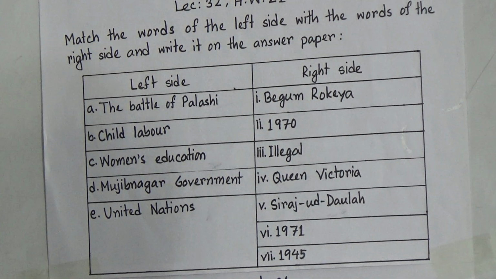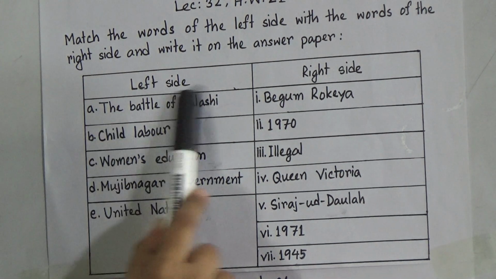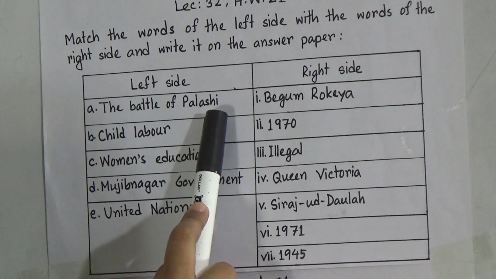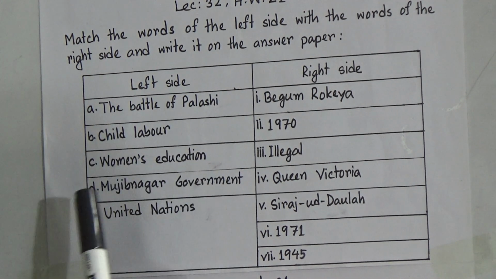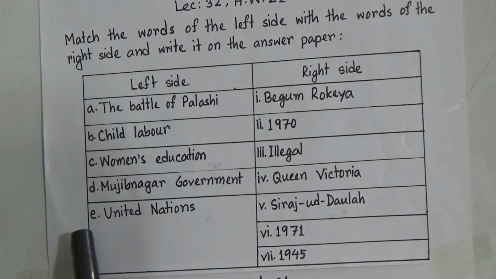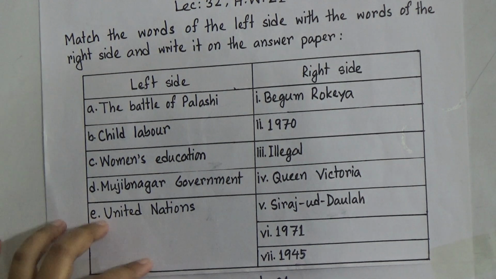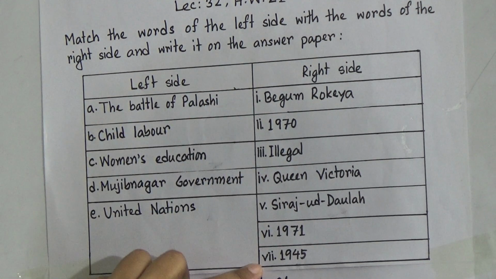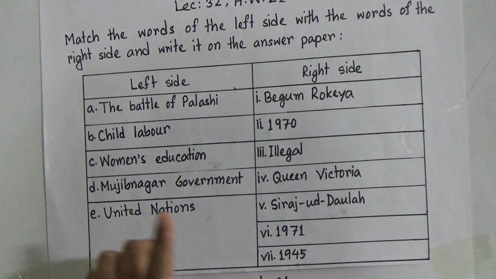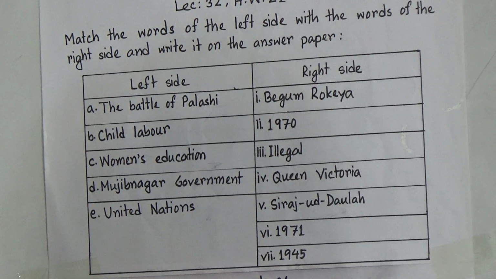Now look, okay, let's read at first. Left side, number A, the battle of Palashi. Number B, child labor. Number C, women's education. Number D, Mujibnagar government. And number E, United Nations. Now look, there are 5 sentences or 5 phrases you have to match, and there are 7 options. That means there are 2 extra options to confuse you. So you have to go through your textbook properly.